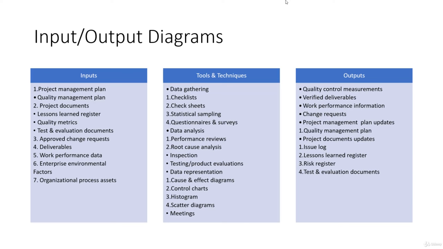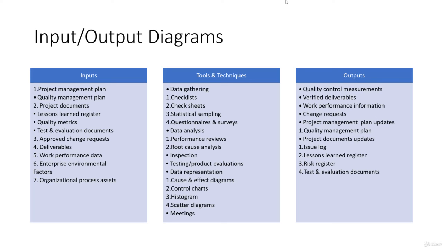This is the input-output diagram. We have the quality management plan and the project documents like lessons learned register, quality metrics, test and evaluation documents. We have approved change requests. Remember, these are approved change requests which are going to be the input here. And the deliverables, work performance data, enterprise environmental factors, organizational process assets.